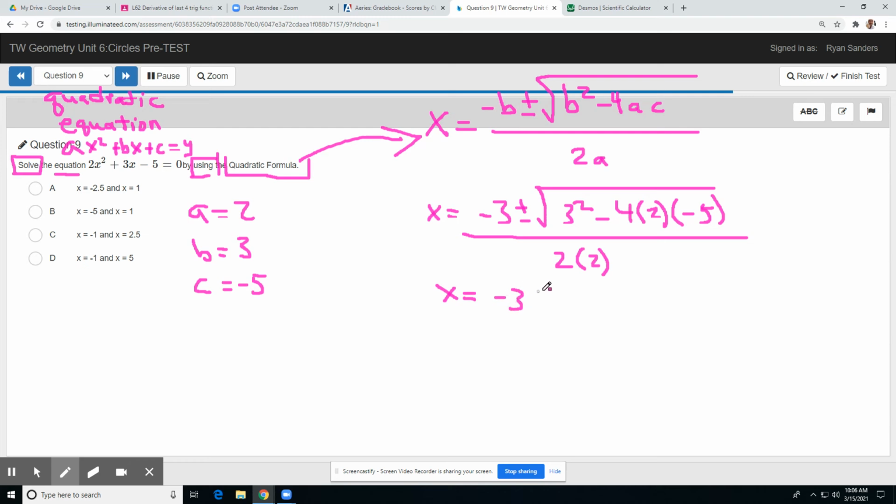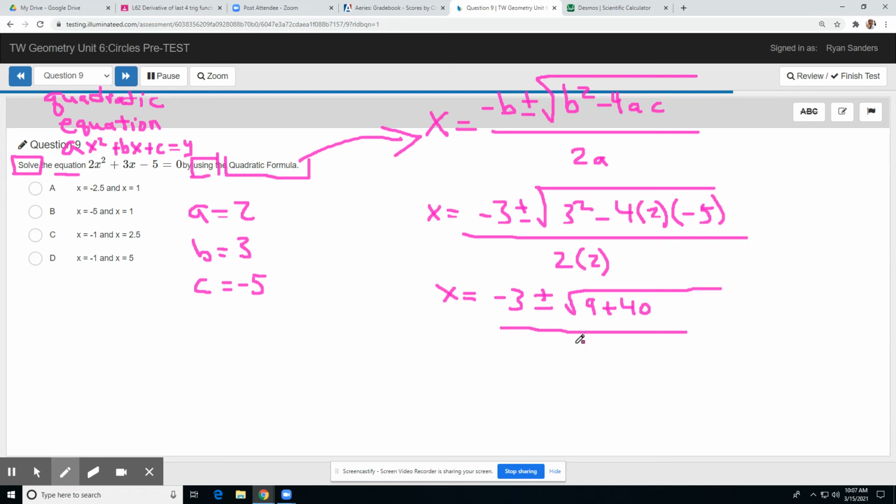Simplify, negative 3, plus or minus. Inside the square root is a grouping symbol, so we would take care of this first. 3 squared is 9. A minus sign separates this as a term, so we can do this separately. Negative and a negative make a positive. 4 times 5 is 20, times 2 is 40.